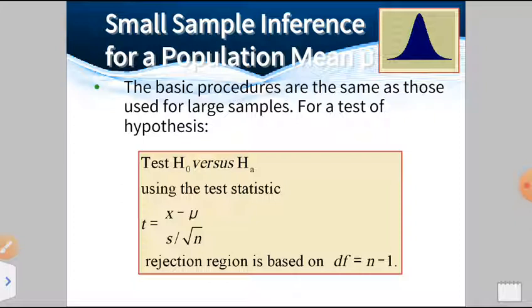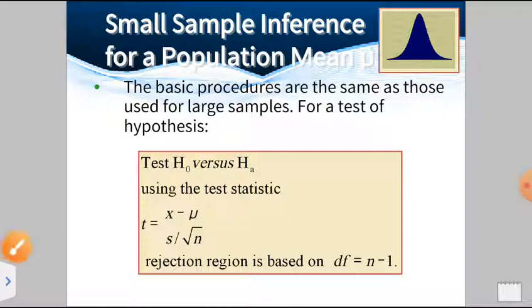Now if we talk about the numericals, what we are going to do and how we are going to do it. The first step is always the same: we have to frame the null hypothesis and the alternative hypothesis. Then we take a statistic t given by x bar minus mu divided by s by under root n. And we have to reject it based upon the degree of freedom.